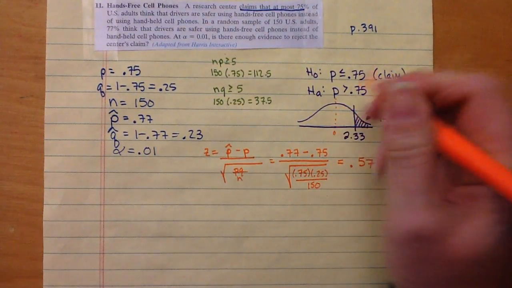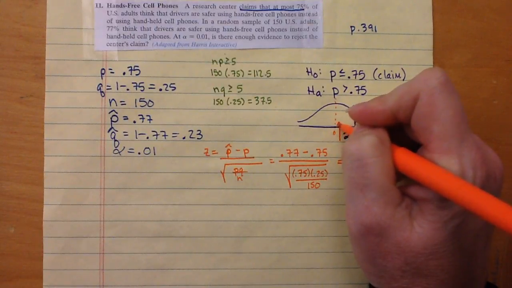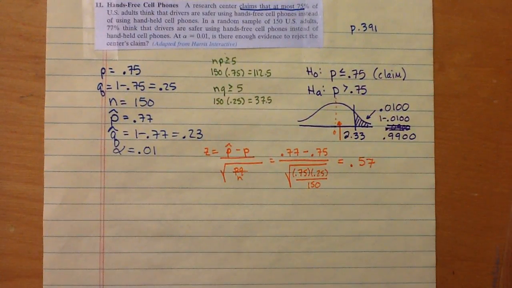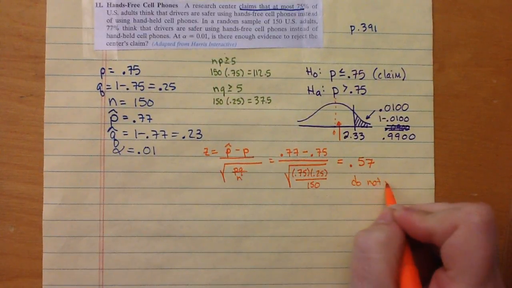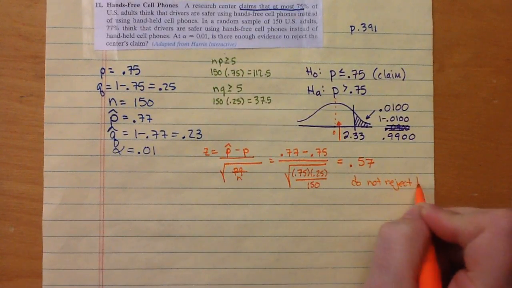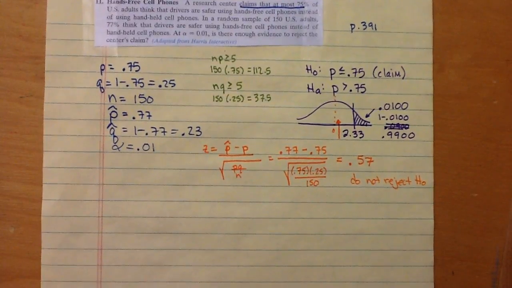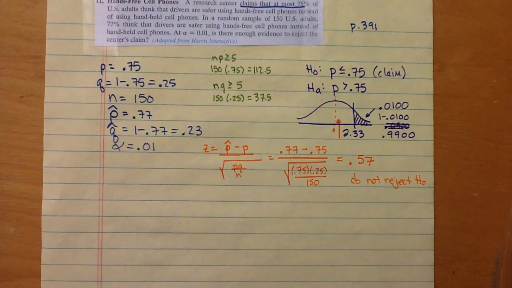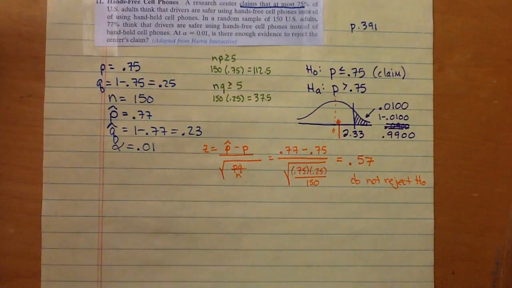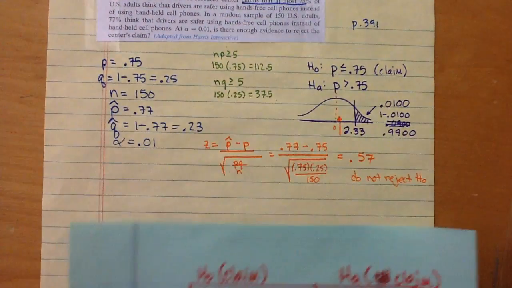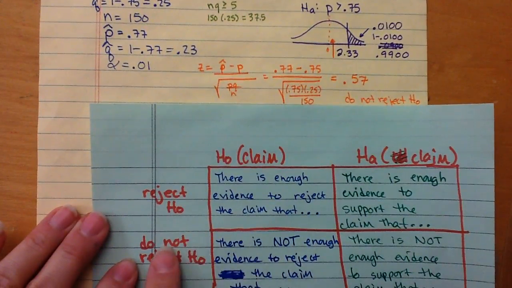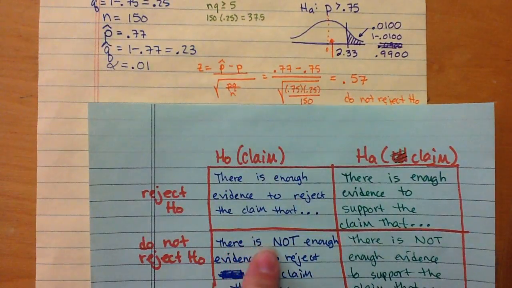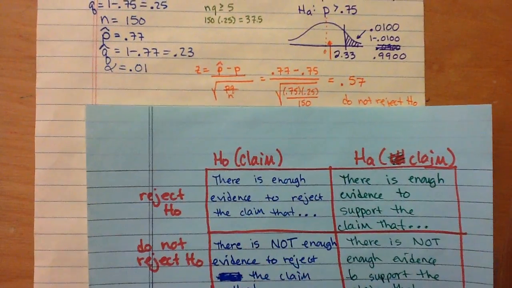Since 0's in the middle, my 0.57 is going to be in that clear region, which means I do not reject H sub 0. When I do not reject H sub 0, and H sub 0 is my claim, I've got this, do not reject. There is not enough evidence to reject the claim.